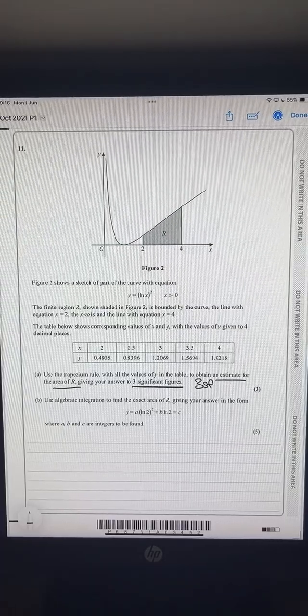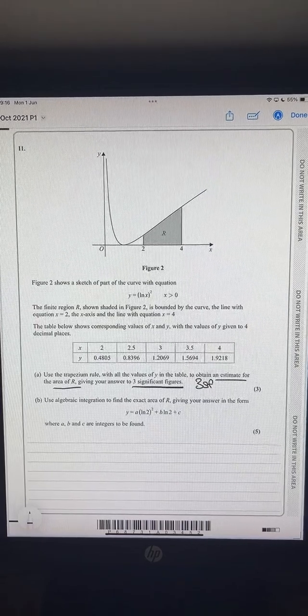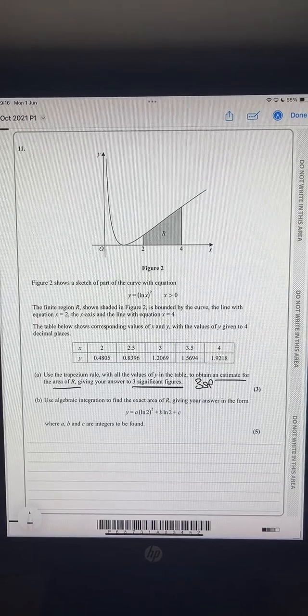So I write that out. This is A level, and this is trapezium rule. Trapezium rule is a blessing, Taz. I love trapezium rule too, because it's just about using a formula.